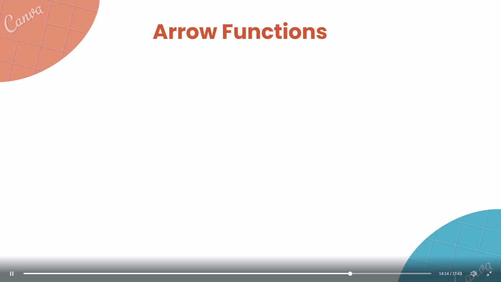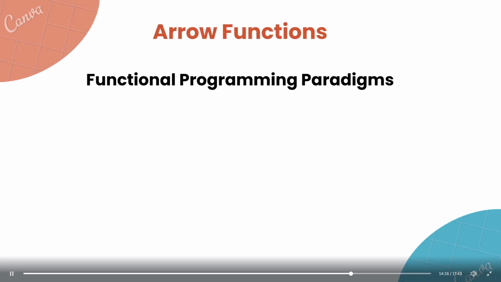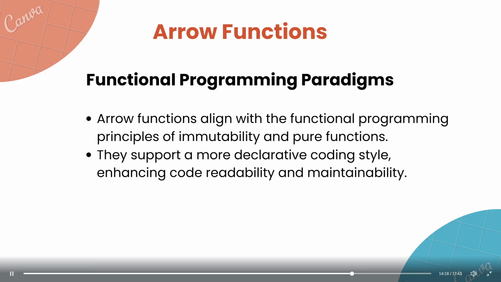Arrow functions. Functional programming paradigms. Arrow functions align with the functional programming principles of immutability and pure functions. They support a more declarative coding style, enhancing code readability and maintainability.